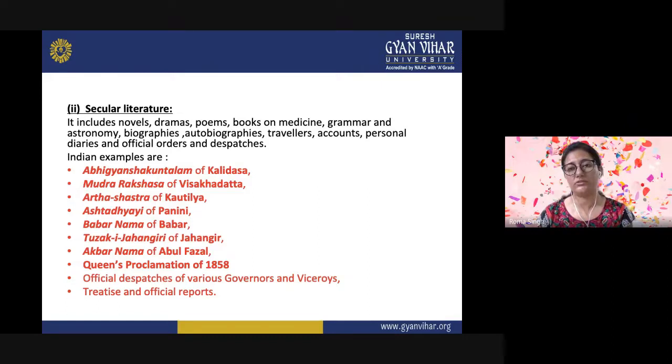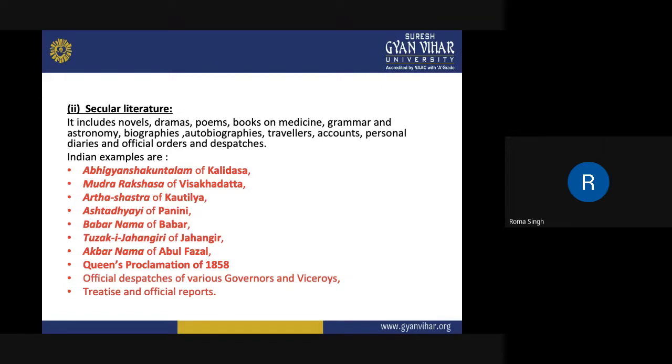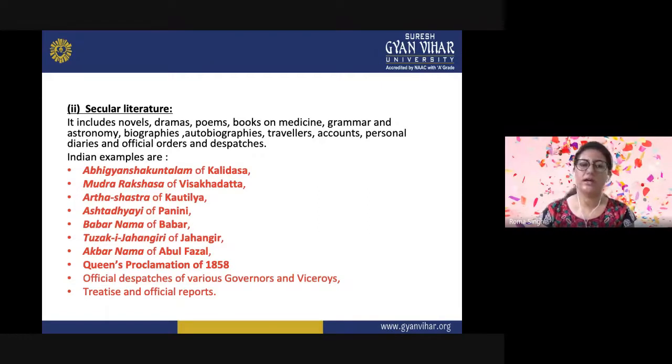Then there is secular literature, which does not focus on any one religion. It includes novels, dramas, poems, books on medicine, grammar, astronomy, biographies, or autobiographies written by various rulers, accounts of travelers who have visited India, personal diaries, official orders which have been released, or dispatches. There are numerous examples available in Indian history. Like Abhigyan Shakuntalam, one of the biggest dramas written by Kalidas, and there are various other dramas and poems written by Kalidas.